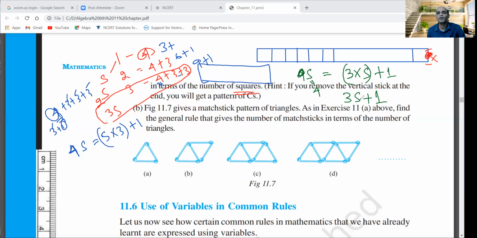If we put it, look, make 1 square, how much is it? Write 1 in place of s. 3 × 1 + 1, that is 4. Good. To make 2 squares, write 2 in its place. 2 × 3 is 6 + 1 is 7. Are you getting it? To make 3, write 3 in its place. 3 × 3 is 9 + 1 is 10. Get it? So this is the rule. This is the rule which we can find for this question. Right? Very good.